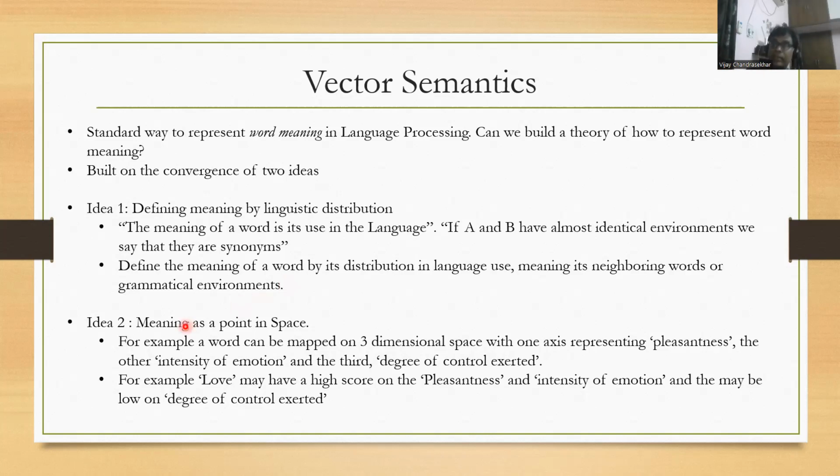Next, second idea, you can represent a word as a point in space. Okay, as a point in space. Now, the moment I say point in space, what is that mathematical idea that allows us to represent a point in space? Vectors. Vectors, absolutely correct. So which means you can represent a word as a vector.